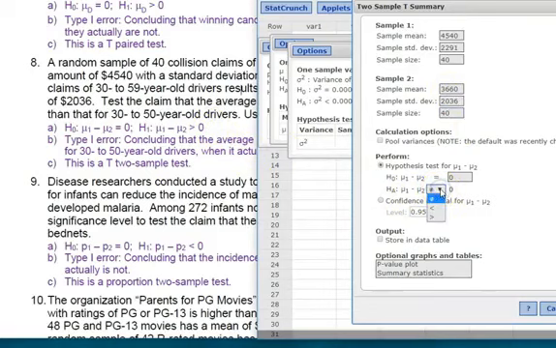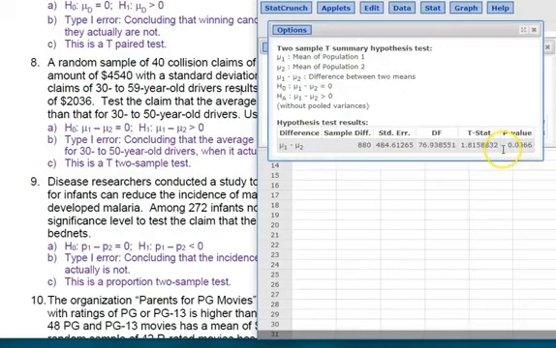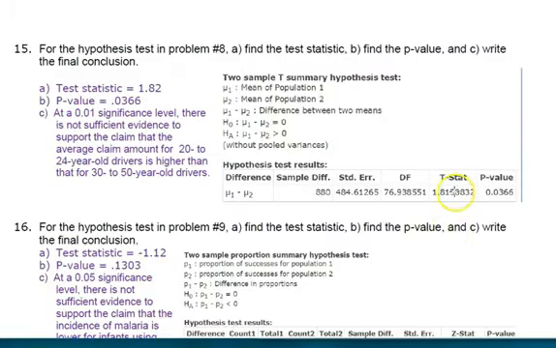And then the only thing we need to change in our hypotheses is the inequality. We get these results. Test statistic is 1.82. Our p-value is 0.0366. This time there was a 0.01 significance level. If we look, our p-value is actually bigger than our significance level, which means we get a negative conclusion. So there's not sufficient evidence to support the claim that the average claim amounts for the younger drivers was higher than that for the older drivers.